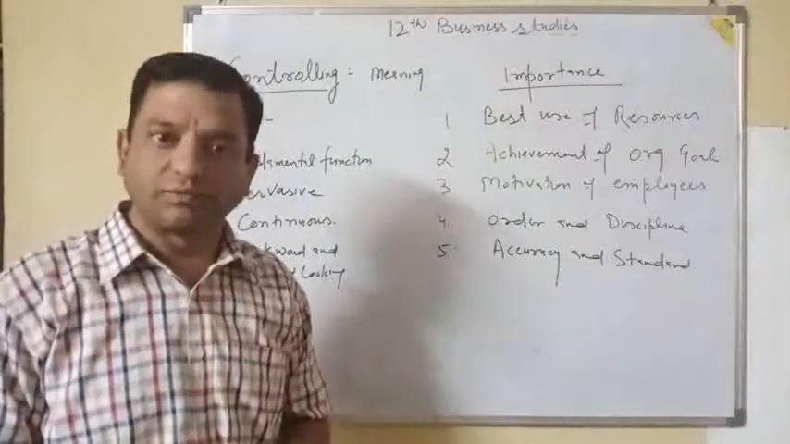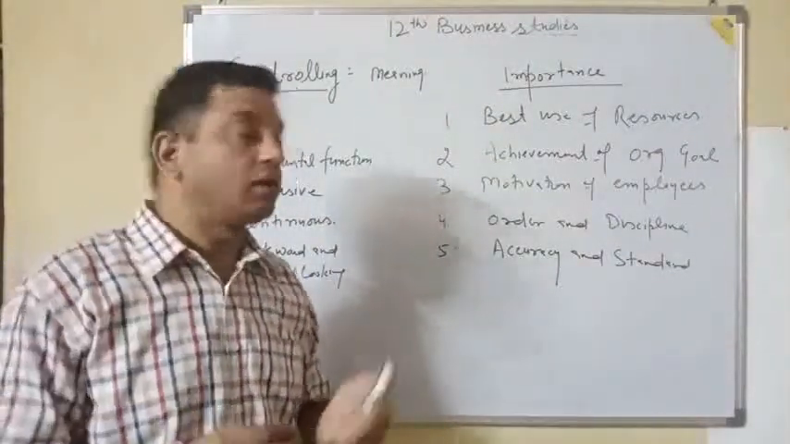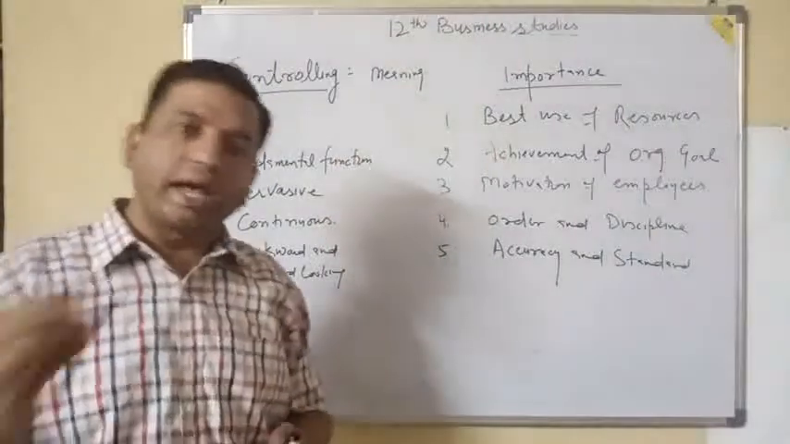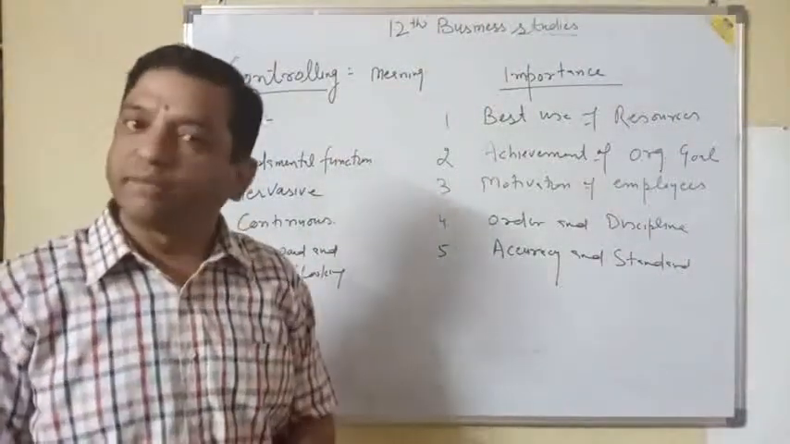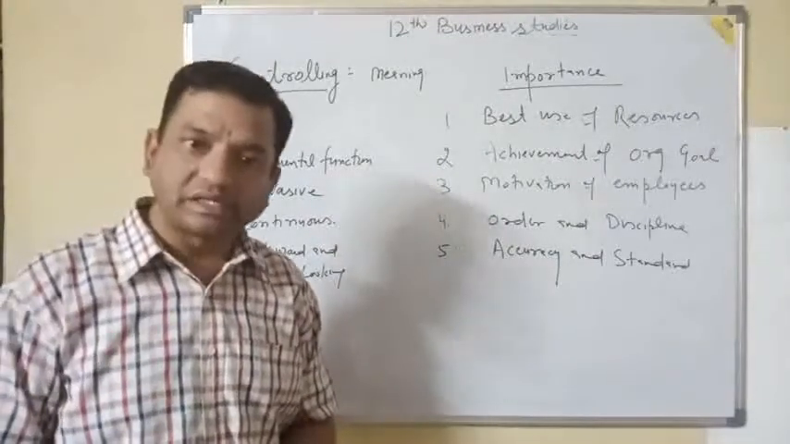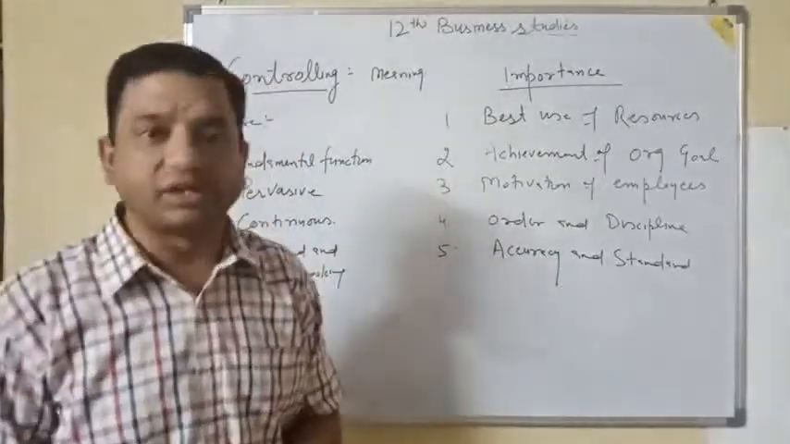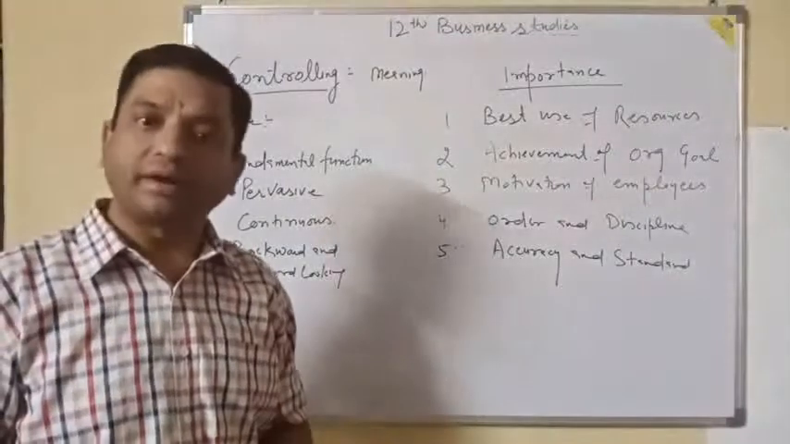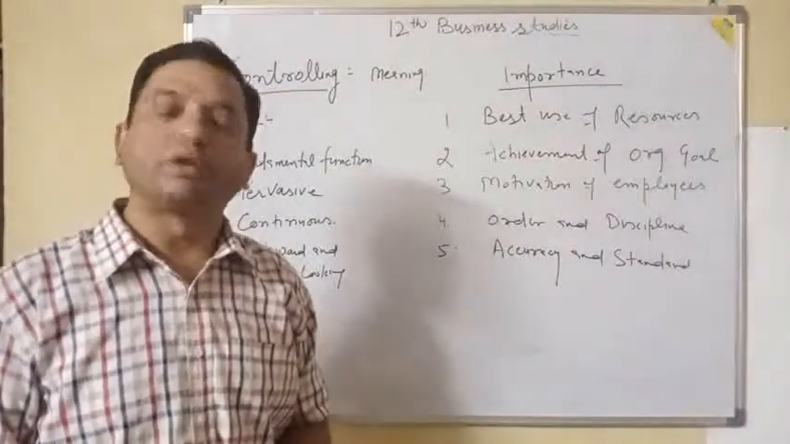The main purpose of controlling is to find out whether there is any difference between actual and planned performance. And when the controller compares the actual performance with planned performance, there may be two types of discrepancies, two types of deviations. One may be negative, second may be positive.